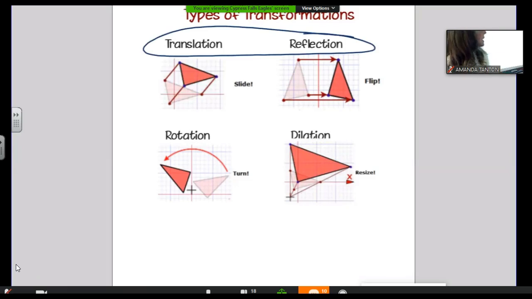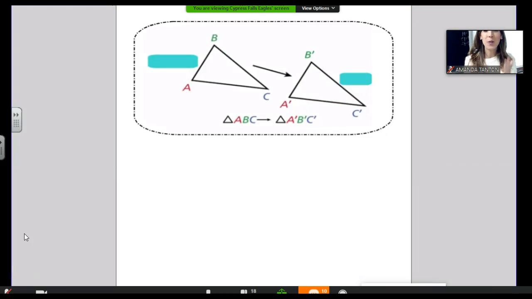All right, so when we transform a figure, we name the first figure one letter for each vertex. So there we go, triangle A, B, C. That first figure we call the pre-image. There's not really a place to write this on your notes page, but you can pick one of the pictures and call one of them the pre-image.